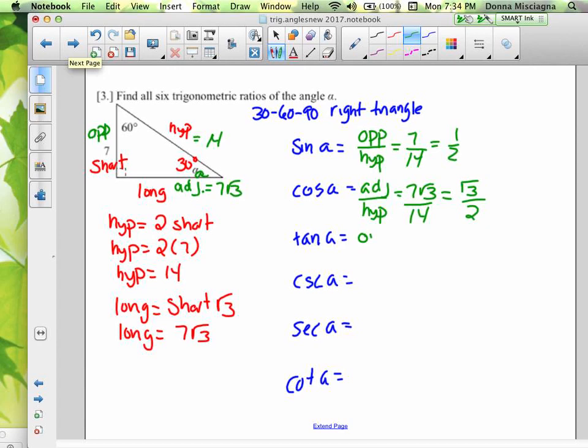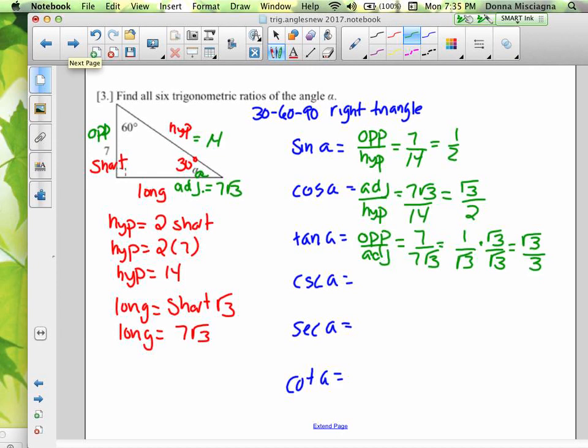Tangent is opposite over adjacent. All right, so the opposite side, opposite A there, is 7. The adjacent side is 7 square roots of 3. We could reduce, cancel out the 7s there, right? And that's going to give us 1 divided by the square root of 3. But we have a radical in the denominator. So we're going to have to multiply by the square root of 3 over the square root of 3. So that's going to be 1 times the square root of 3, or the square root of 3. Square root of 3 times the square root of 3 is the square root of 9, and the square root of 9 is 3. So hopefully you don't mind if I just do that.